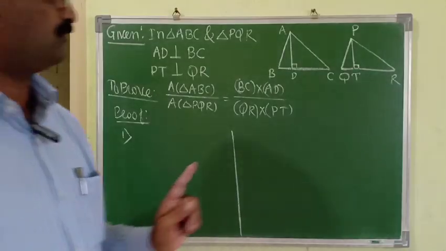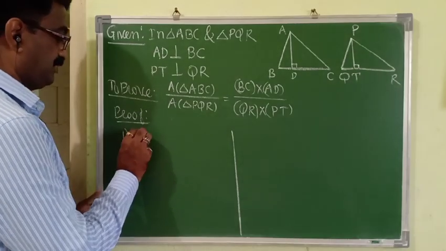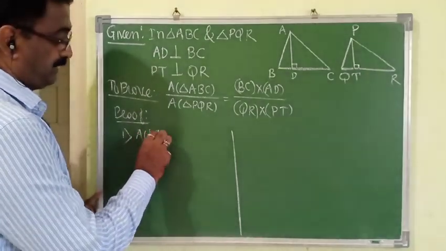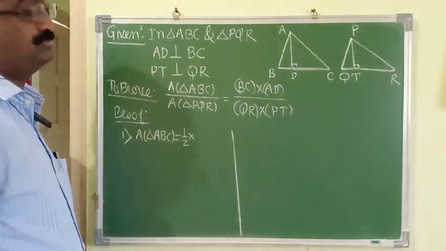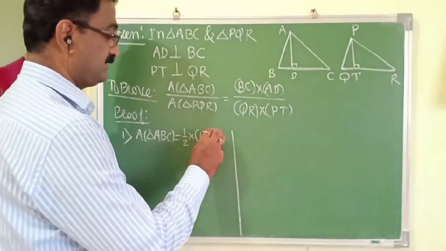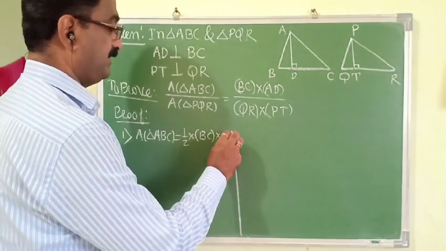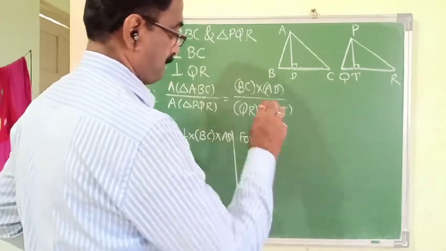We know the formula for area of triangle. So area of triangle ABC is equal to 1 upon 2 base into height. Which is base? Base is BC and height is AD. Formula.